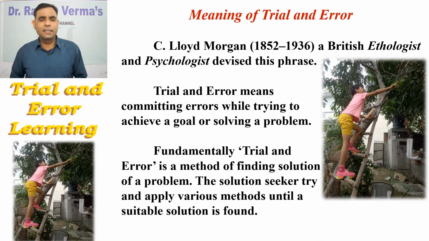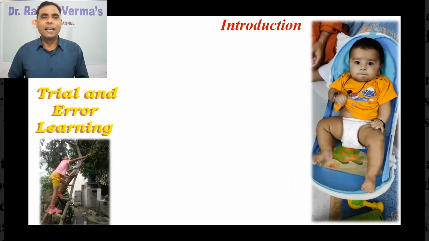Fundamentally, trial and error learning is a method of finding a solution to a problem. The solution seeker tries and applies various methods until a suitable solution is found. Sometimes you forget the password of your email address. What do you do? You try, oh, this was the password. No, you try the next one. You try the next one. And finally, it's a hurrah moment where you find, this works, and you come to the solution. So whatever we have learned in this process is known as trial and error learning.